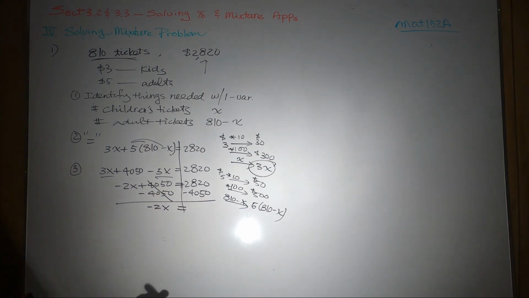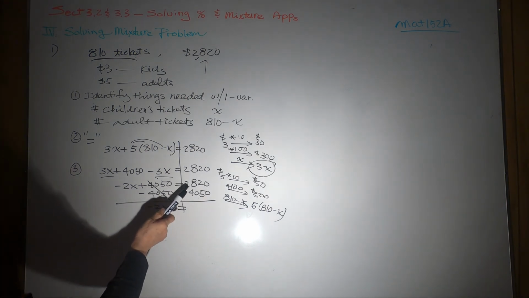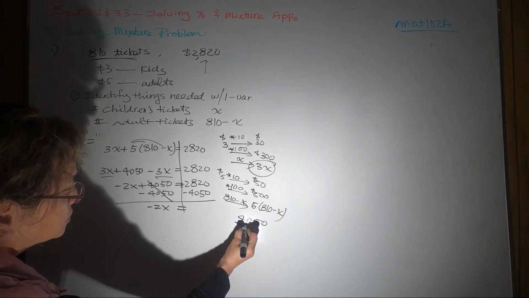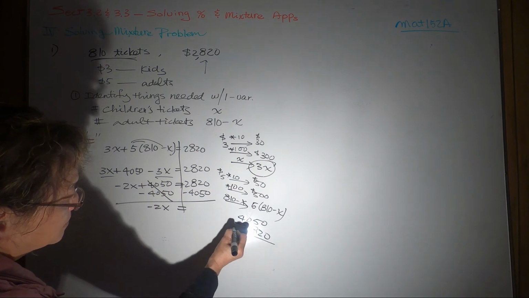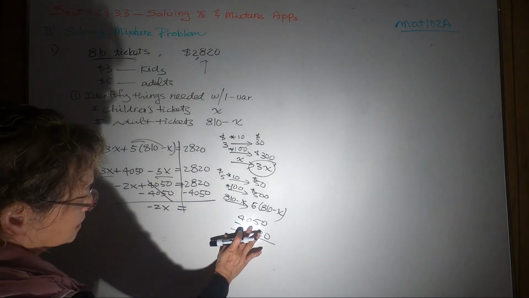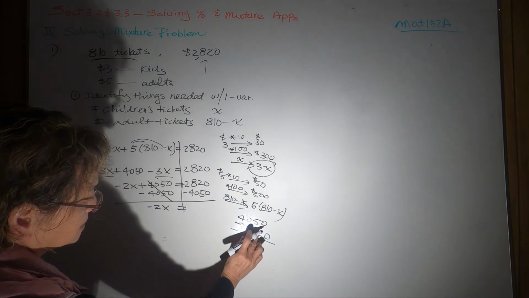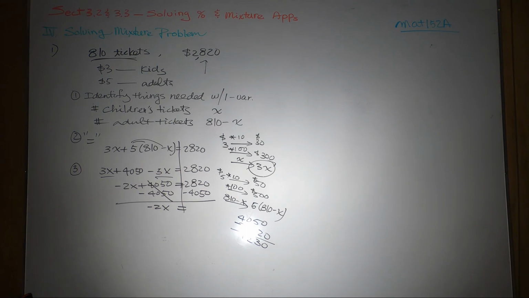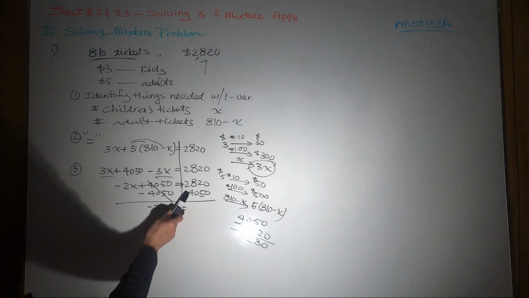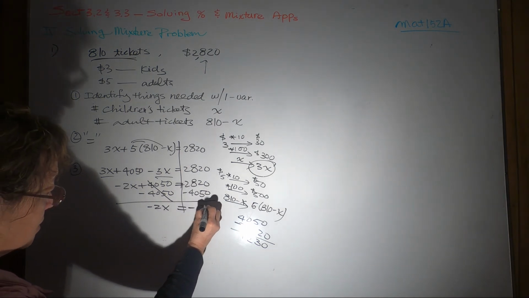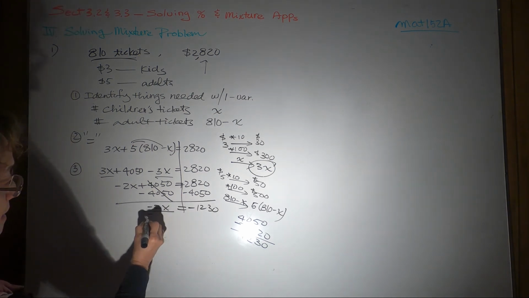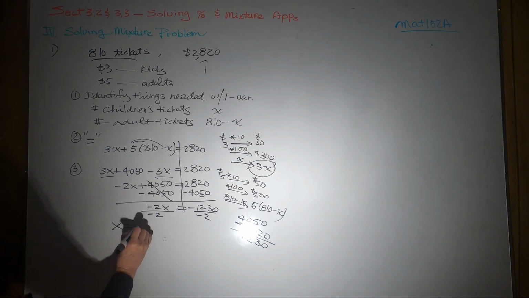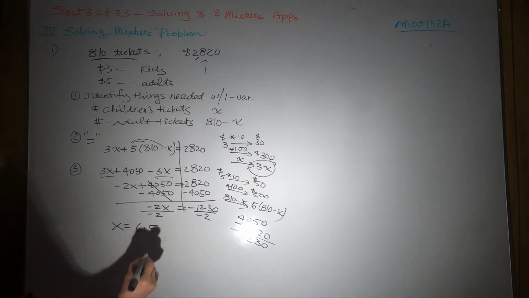Then this one, you cannot subtract the big number from the small number. You need to do what? You need to use the big number minus the small number, right? Line them up, 4050 minus 2820, 1230, right? Then the big number is the negative, so you should have negative 1230, right? And to solve, divide by 2, so your X is what? 615.